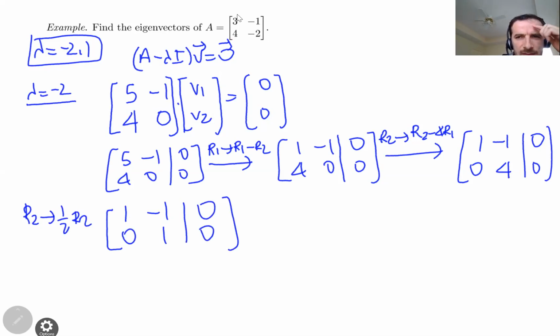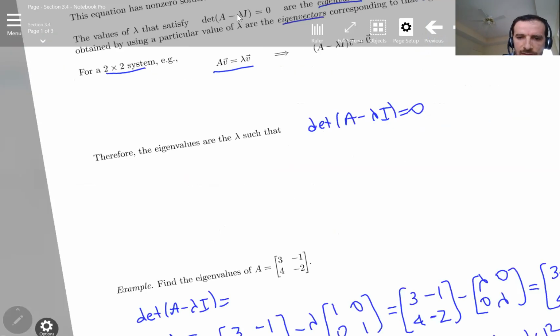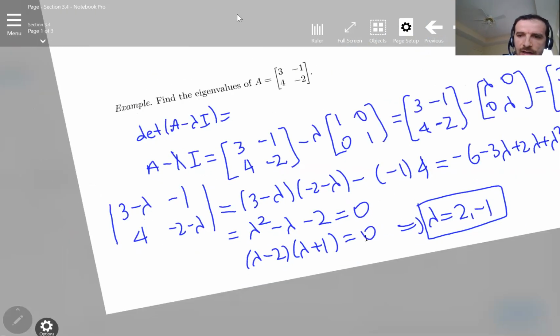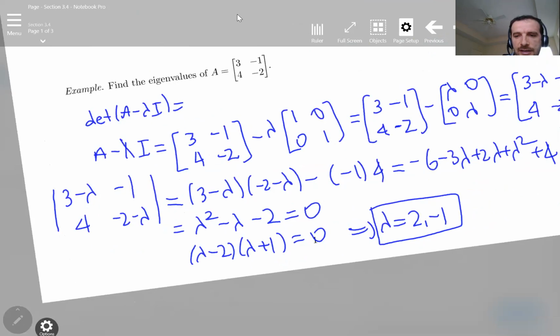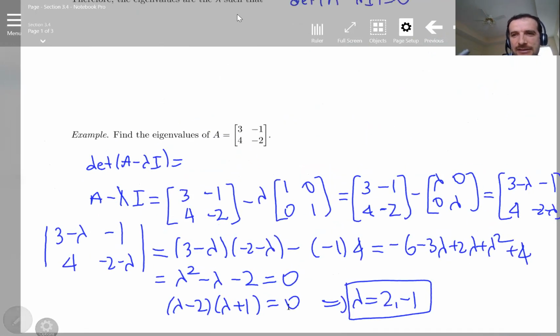Okay, wait a minute. Did I make a mistake here? What are our eigenvalues? Okay, let me go back to the previous page. Look at the eigenvalues again. Eigenvalues are 2 and minus 1. Okay, not minus 2. I was like, there's something wrong here.